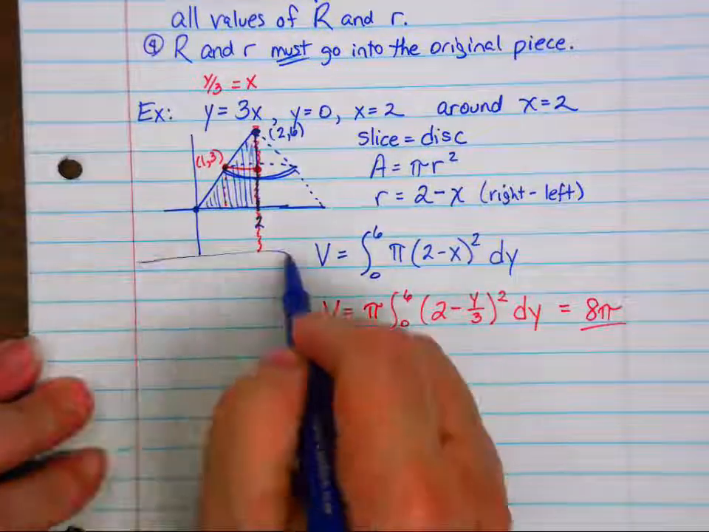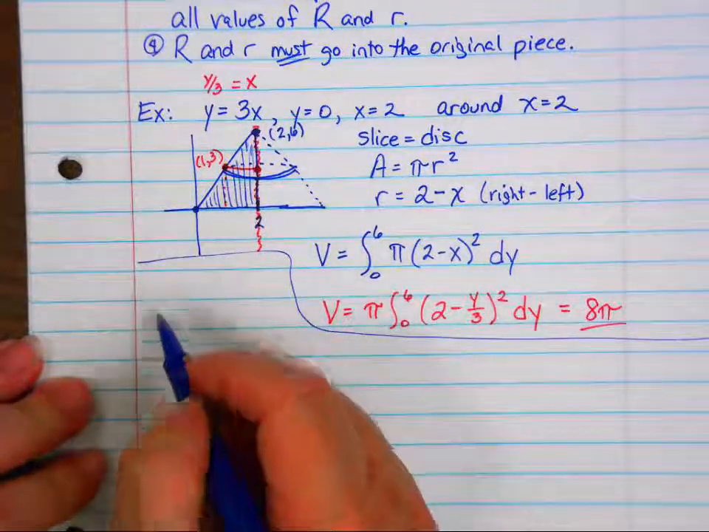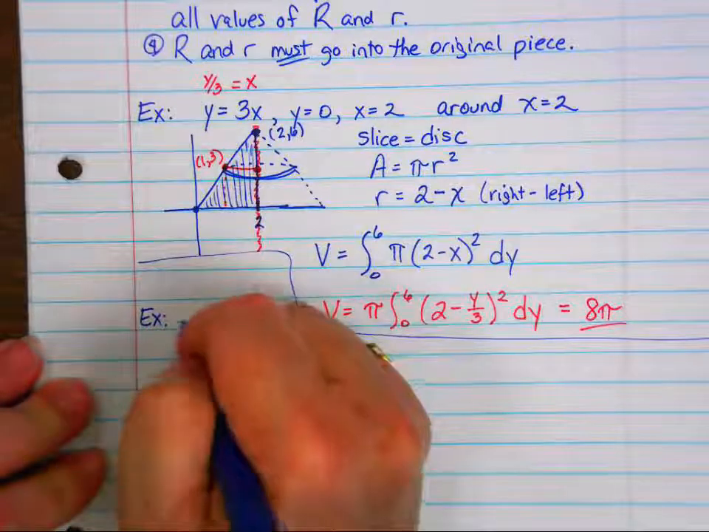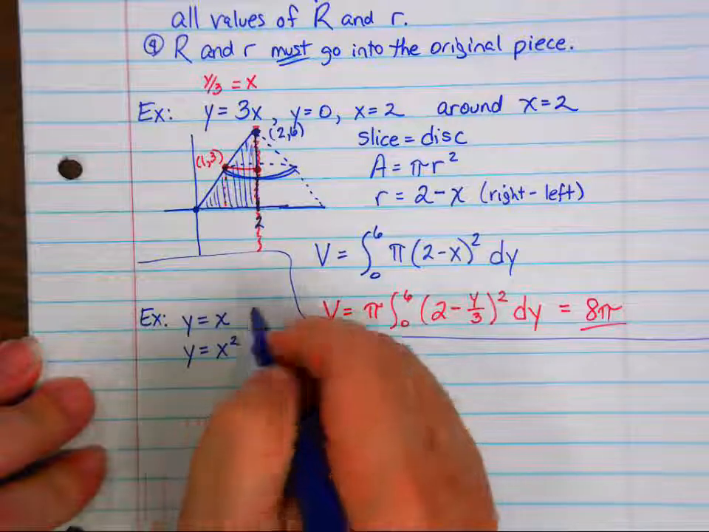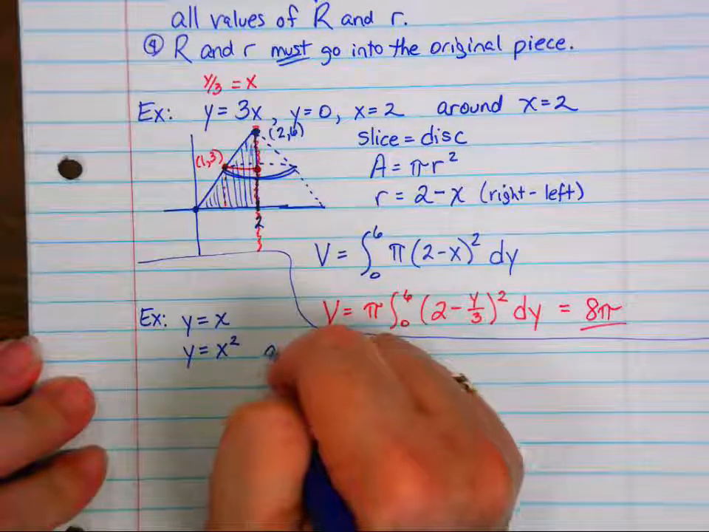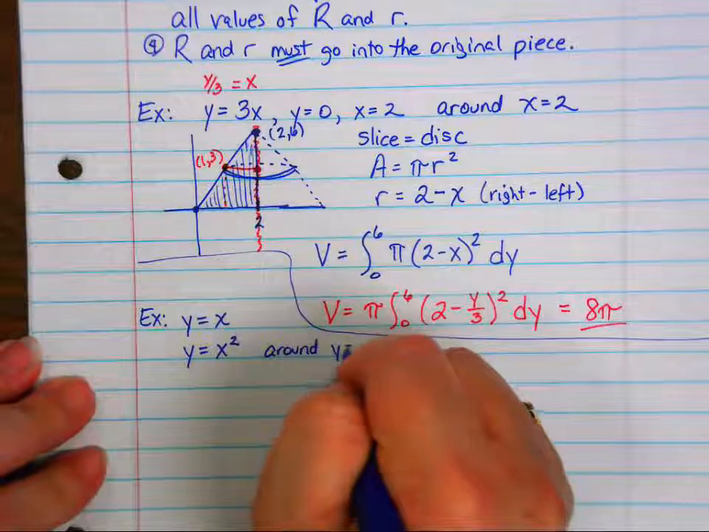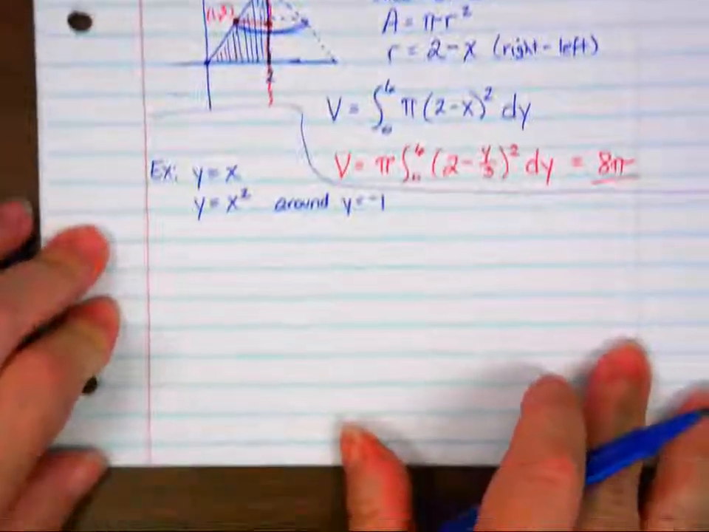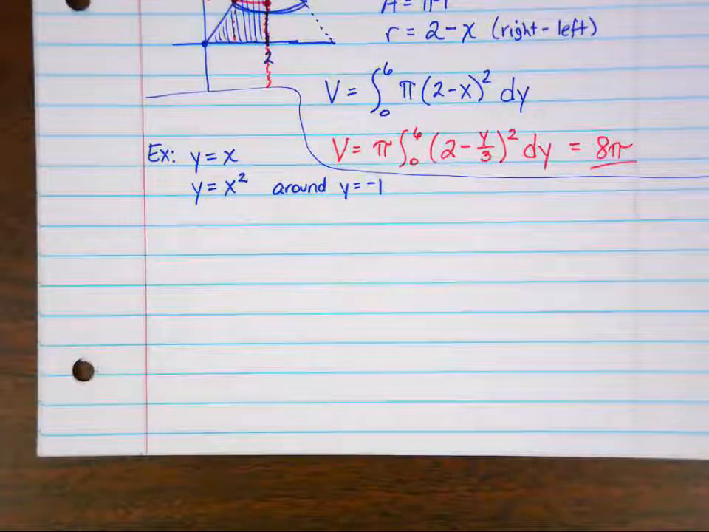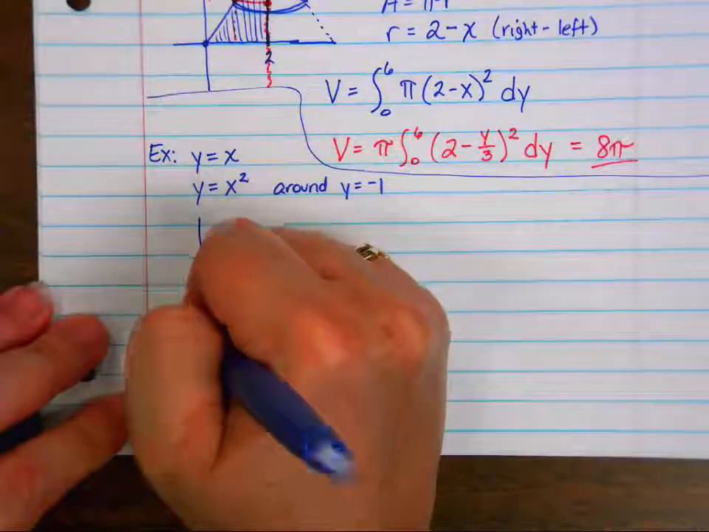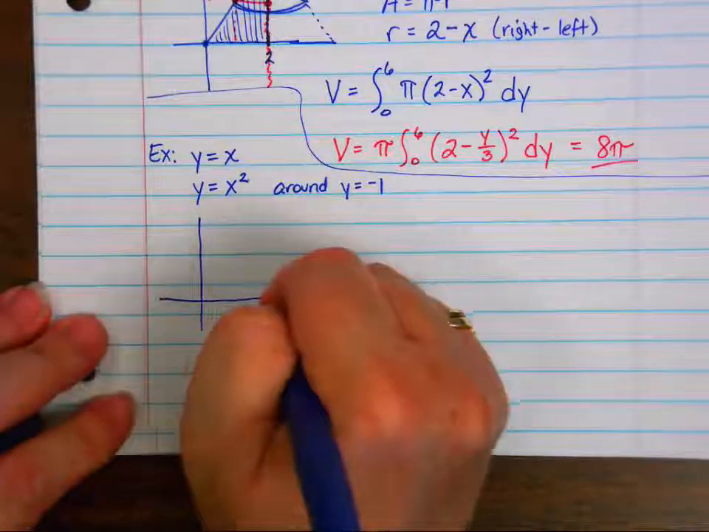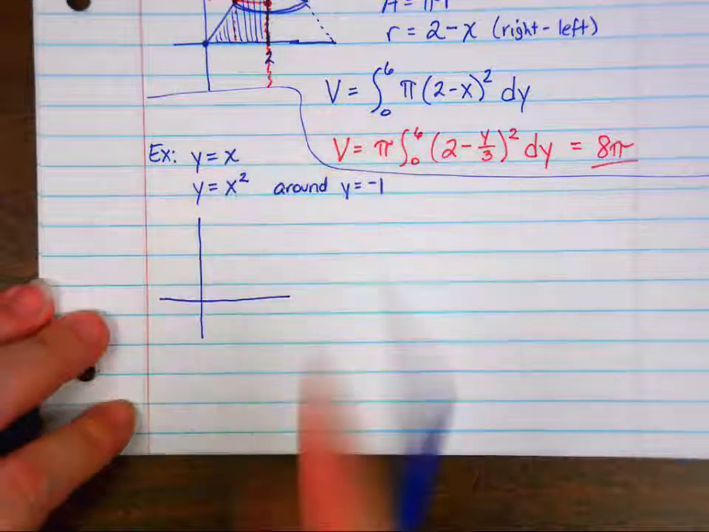Hopefully I have enough room. I kind of was very generous with my paper here. So we're going to squeeze the equations in here. Y equals x squared, and we're going to go around y equals -1. Y equals x squared around y equals -1. This drawing is rather tricky. I'm telling you right now. You actually found the area of this piece on the area worksheet.